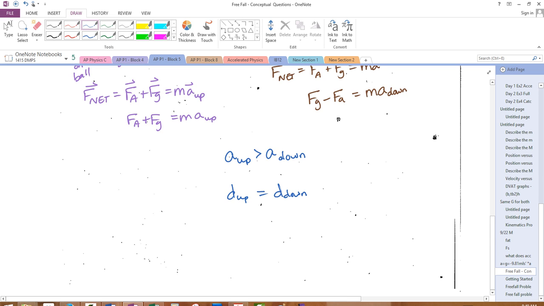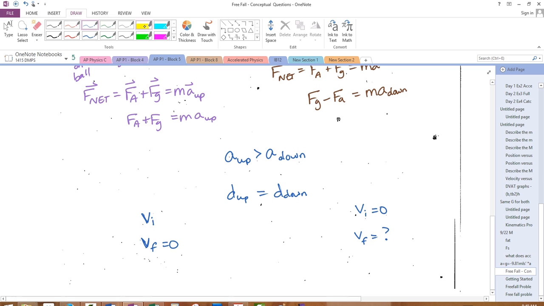Velocity, right? So let's talk about velocity. We know the initial velocity going up. And what's the final velocity for the up part? Zero. The initial velocity for the down part is zero. And the final velocity for the down part is really what we wanted to know, right? We're arguing about whether this is the same as this, or is it bigger or smaller? So we're just going to find a relationship.